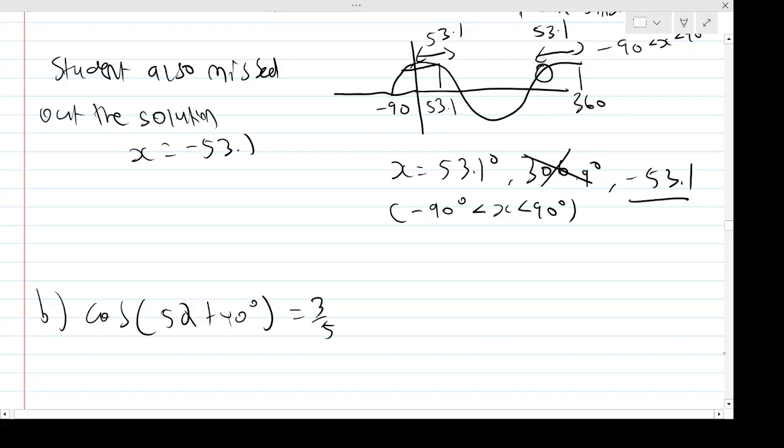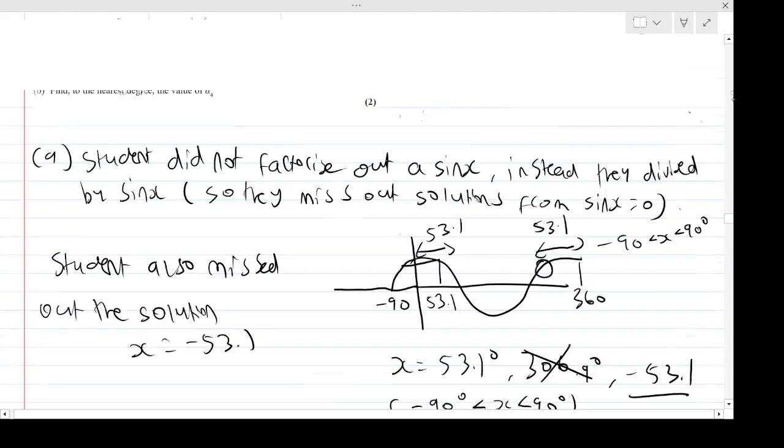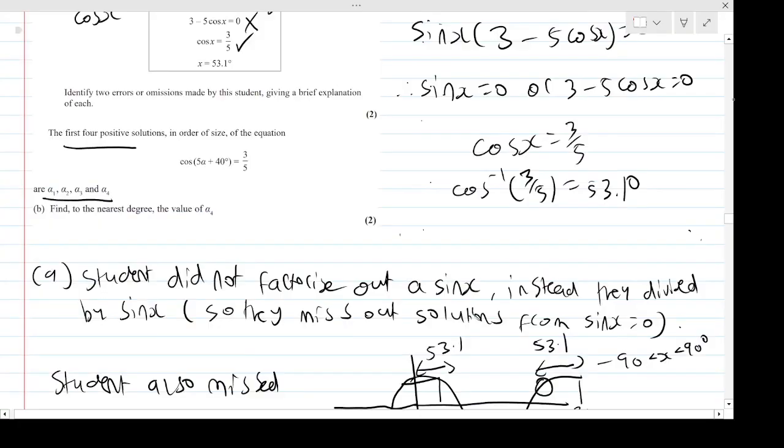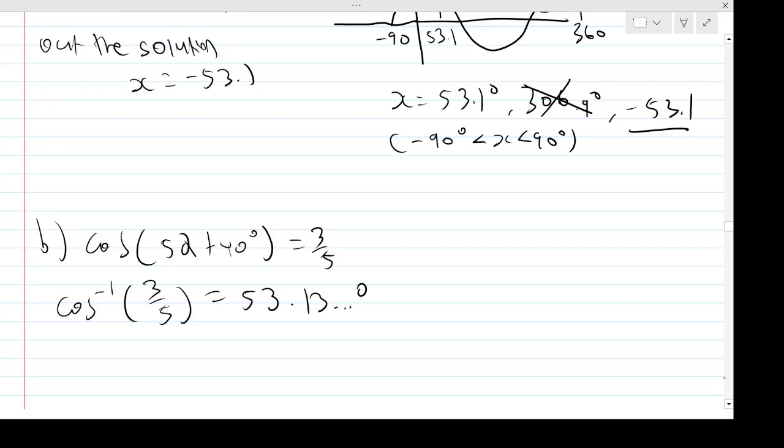Okay, so then we just need to solve it, right? That's the first thing in order to find the solutions. So again, we don't really have an interval. It just said the first 4 positive solutions, right? So let's work with that then, and proceed with solving. So inverse cos of 3/5. If we do that, we get 53.13 blah blah blah degrees. So that means my first solution for 5 alpha add 40 would be 53.13.